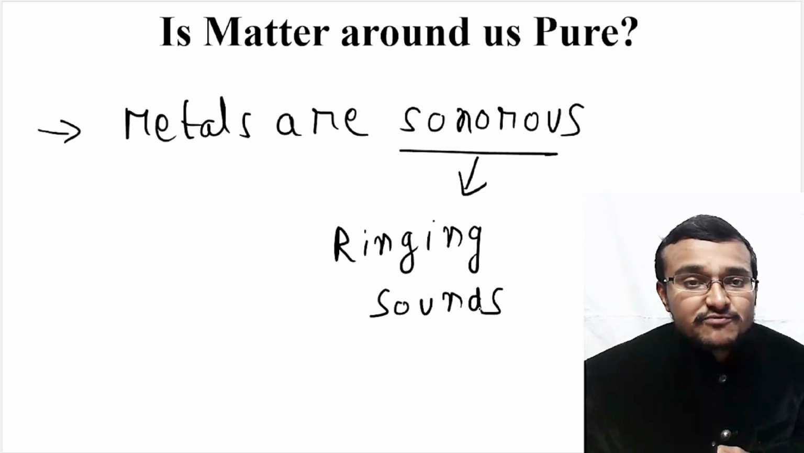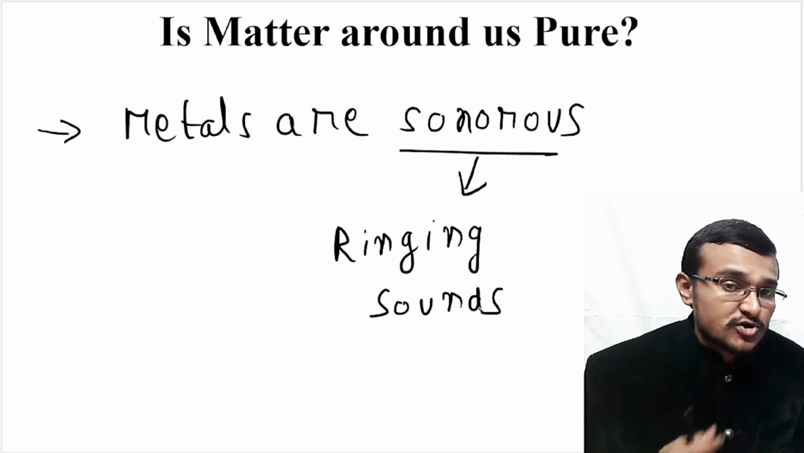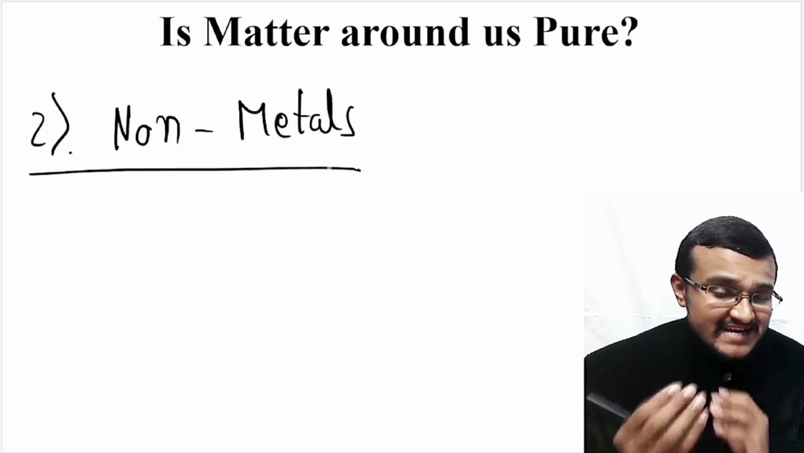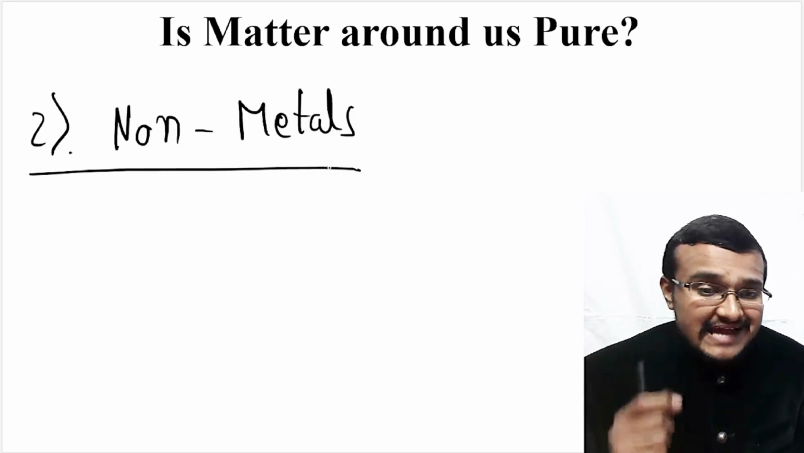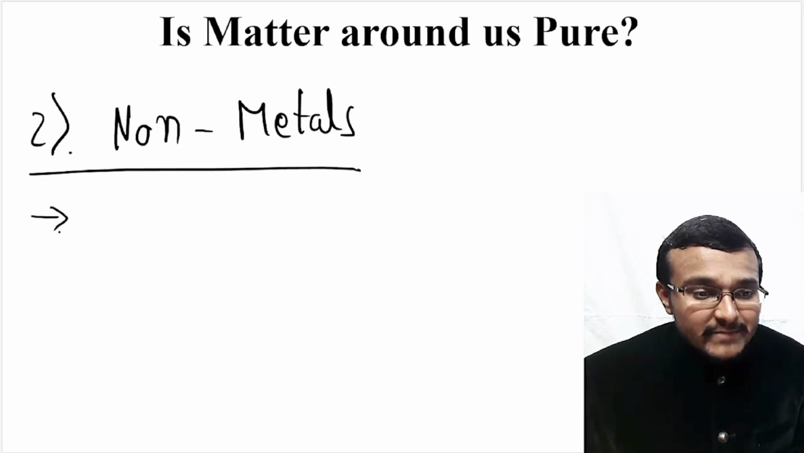So that kind of property is known as the sonorous property of a particular object, and metals are sonorous in nature. So this is the fourth property of metals. Coming to the second division in these elements, they are non-metals. Non-metals are quite opposite to metals.